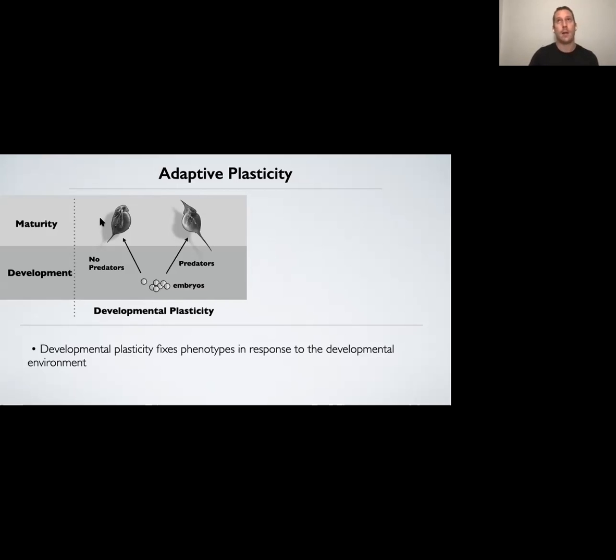I'll mention this now, but it comes in a little bit later: in that case, we'd see something like a mismatch cost, where this individual has dedicated energy and resources to creating the spiny helmet, which may represent a cost if there aren't actual predators in their environment, which it'll ultimately defend against.